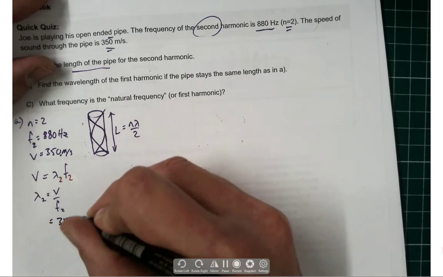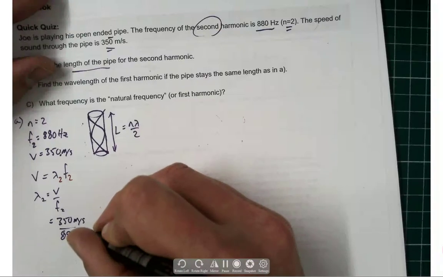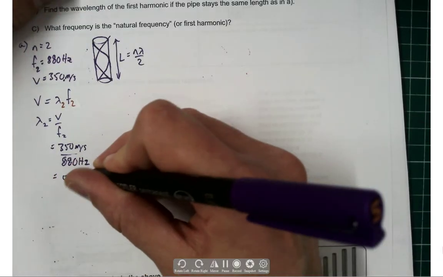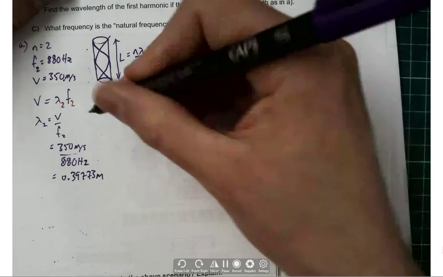350 meters per second divided by 880 hertz. That gives me my lambda 2 value of 0.39773 meters. Did anybody solve this one and get that value? Beautiful. Okay, so nodding heads agree.